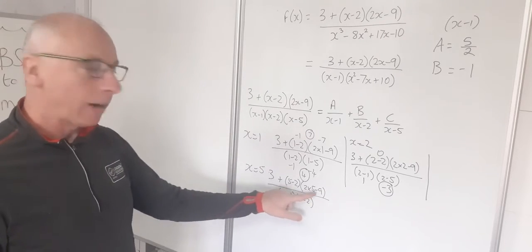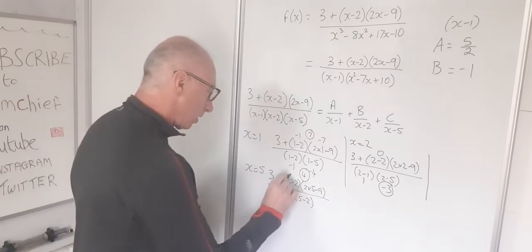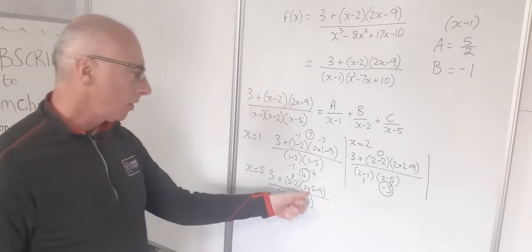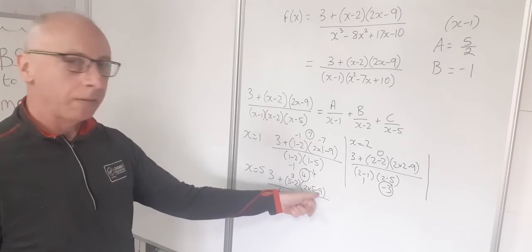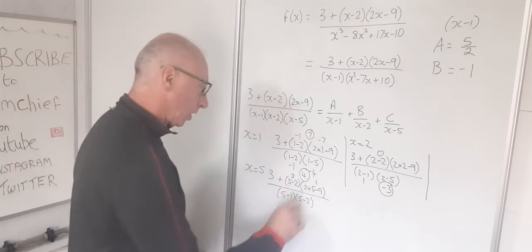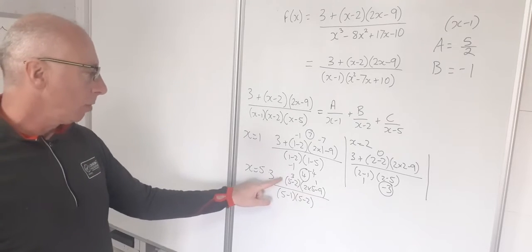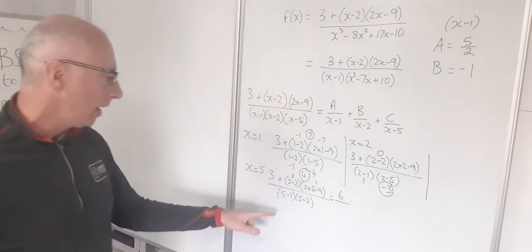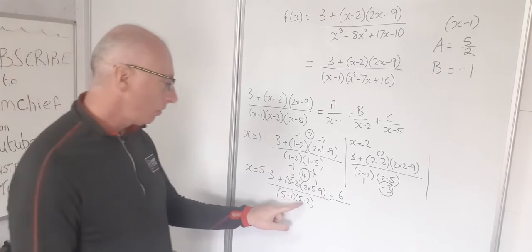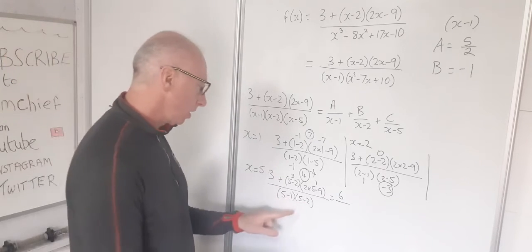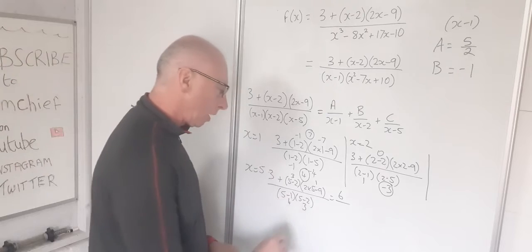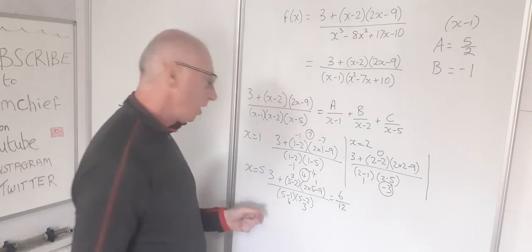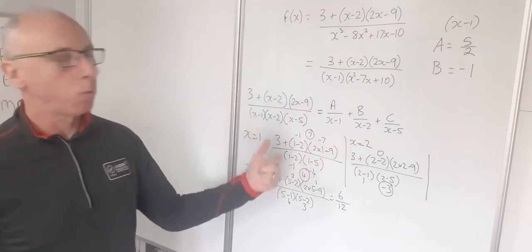Right. Let's work out in the brackets. 5 minus 2, that gives me 3. 2 times 5 minus 9, well 2 5s are 10, minus 9 just gives me 1. Okay, so 3 plus 3, that's going to give me 6. And then here, 5 minus 1 is 4, 5 minus 2 is 3, 4 3s, that's going to give me 12. So therefore, my coefficient for c is 1/2.